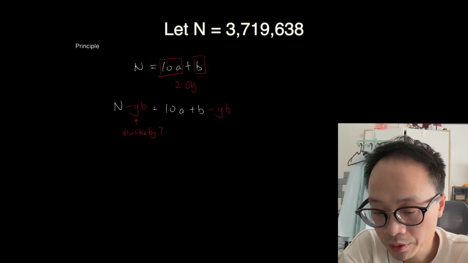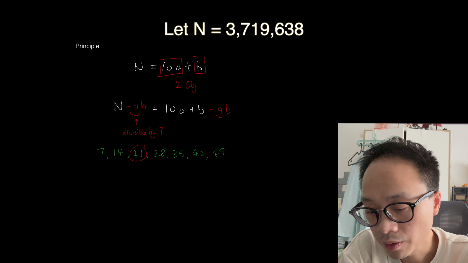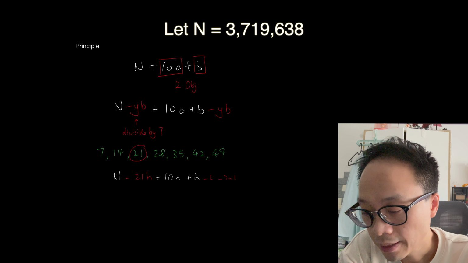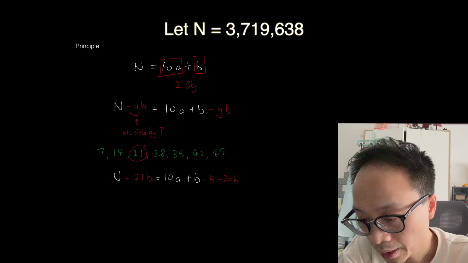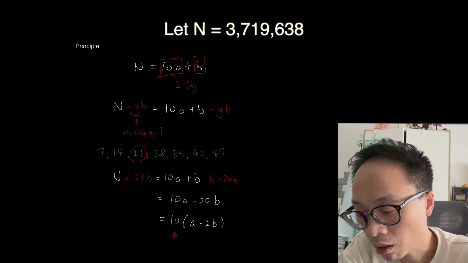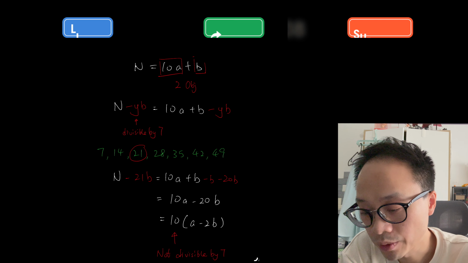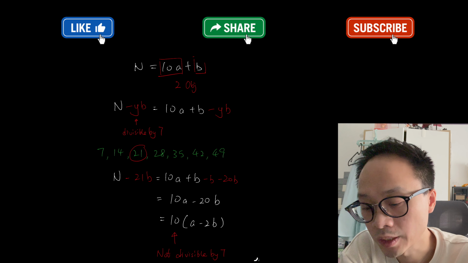Let's think about the multiples of 7. 7, 14, 21, and so on. 21 is our answer. 10a plus b minus 20b. Extract the number 10. Since 10 is not divisible by 7, so a minus 2b must be divisible by 7 if n is divisible by 7.